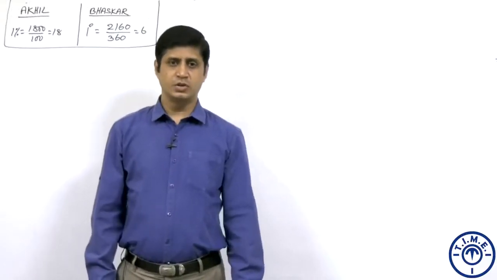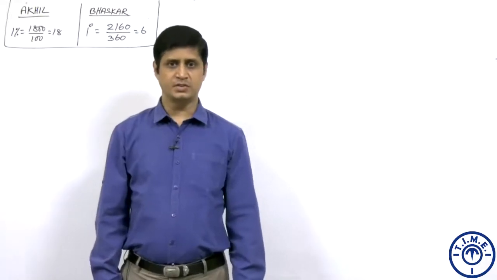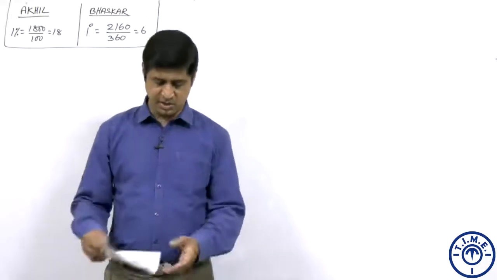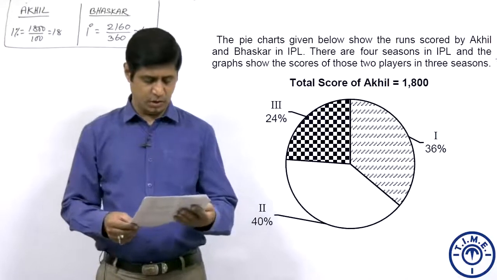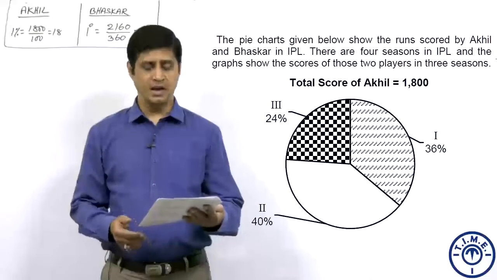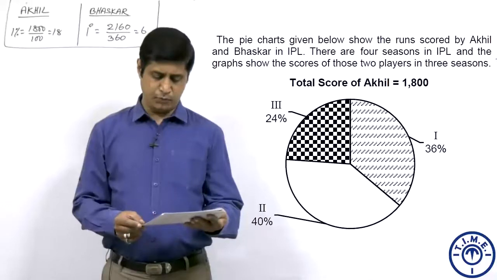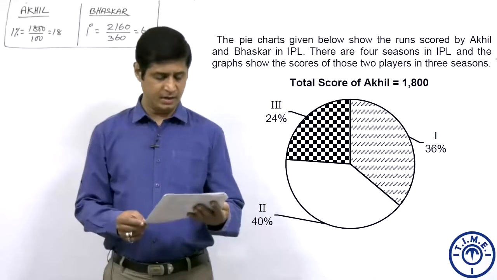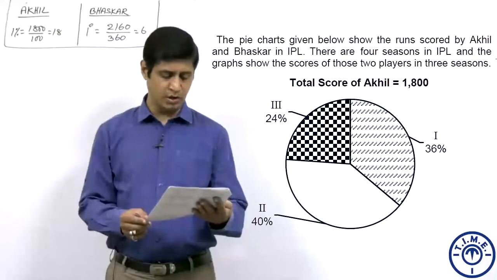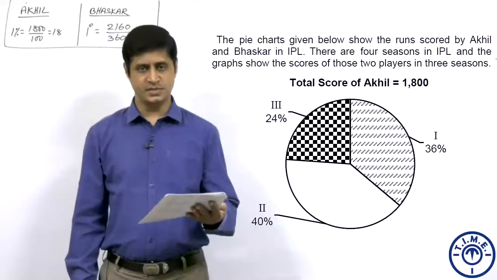In this session, we will learn data interpretation based on pie charts. Now look at this set here, two pie charts are given. The pie charts given below show the runs scored by Akhil and Bhaskar in IPL. There are 4 seasons in IPL and the graphs show the scores of those two players in 3 seasons.